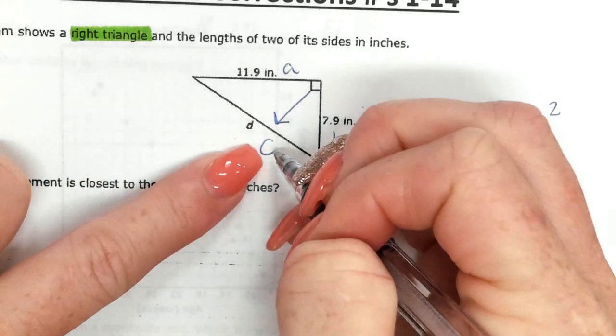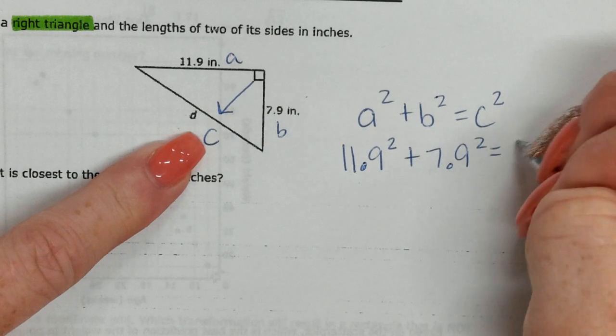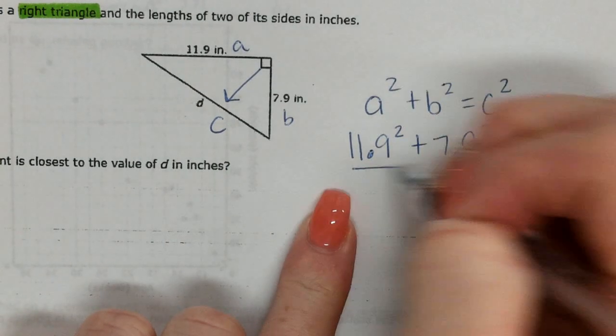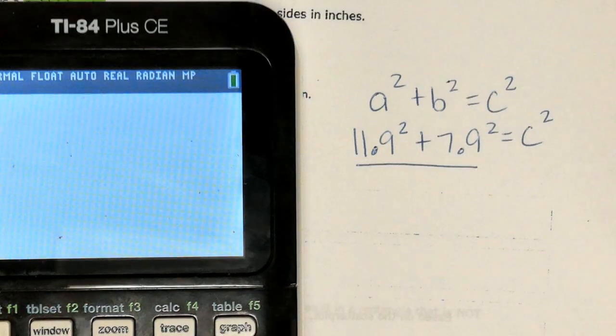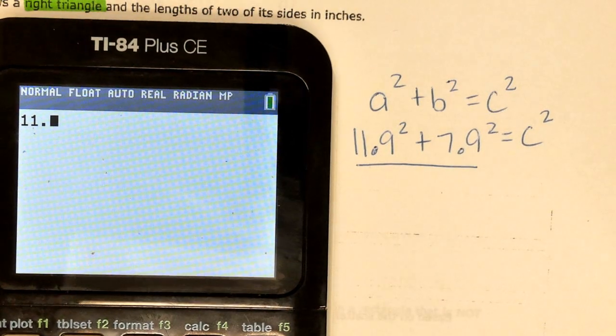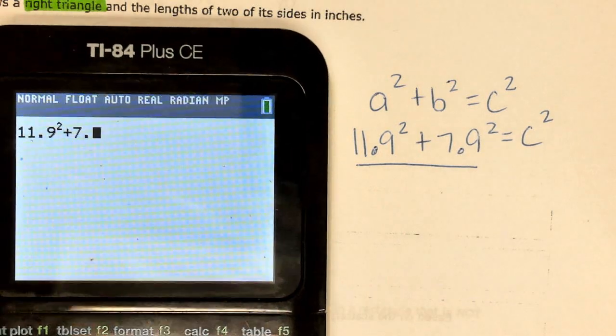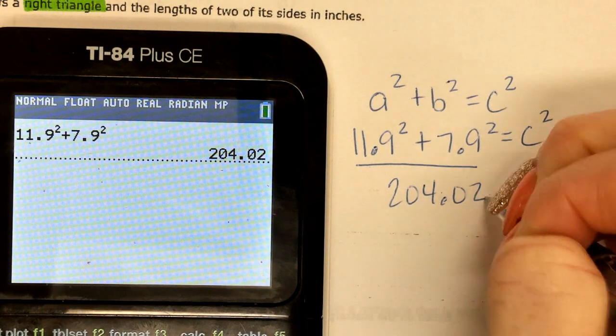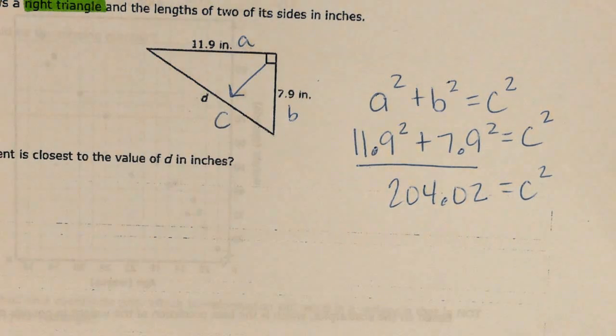I know that A is 11.9, so I have 11.9 squared, plus I know that B is 7.9, so 7.9 squared. Do I know C? So I just call it C squared. When I'm solving for C, do I add or subtract? Add. So I take my calculator and I put this part in. 11.9 squared plus 7.9 squared. And I get 204.02 is equal to C squared.